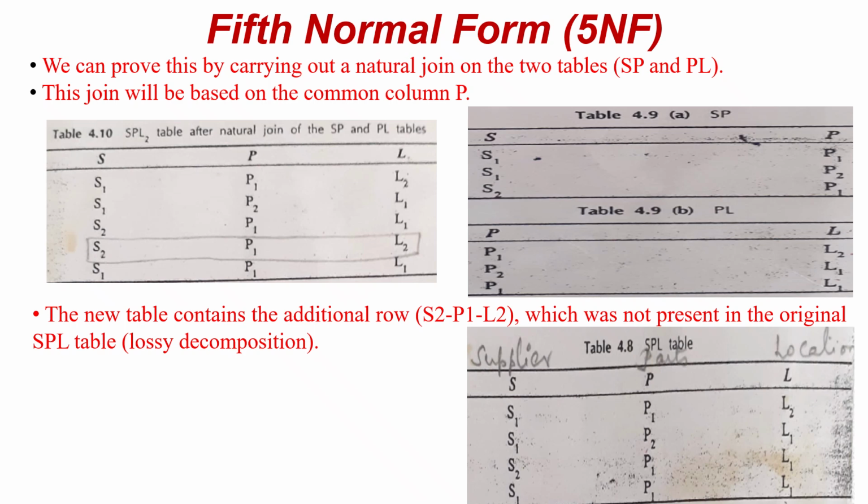For example, for S2 P1, for the P1 location we are getting 2. S2 P1 L2 is one row, S2 P1 L1 is another row. So this is the additional row which is added, which is not in the original table. So it is called a lossy decomposition.